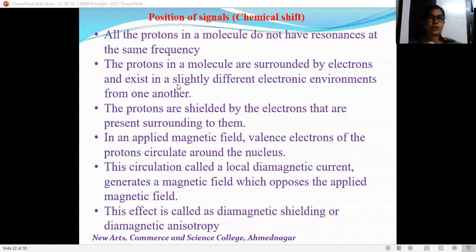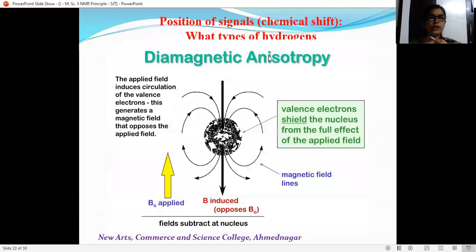as the protons in a molecule are surrounded by electrons and each proton is existing in a slightly different electronic environment. The protons have different electronic surroundings. The protons are shielded by electrons that are present surrounding them. In an applied magnetic field, valence electrons of the protons start circulating around the nucleus, and due to this circulation, a magnetic field is generated. This magnetic field generated by the circulating electrons is called the induced magnetic field.